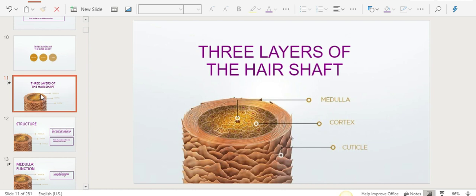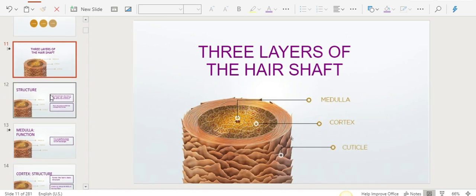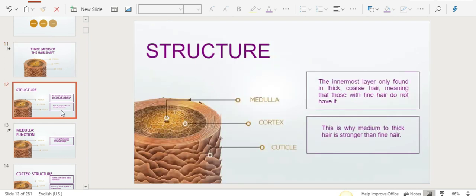So the first layer, so showing you what the layers look like scientifically. So this is the hair shaft, the whole thing. So the innermost layer is the medulla. The layer after that is the cortex, and then the layer after that, the outermost layer, is the cuticle. So what does it mean really? So the innermost layer, right?